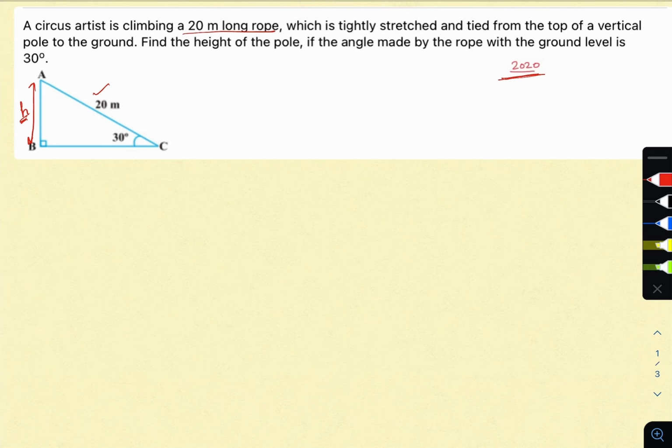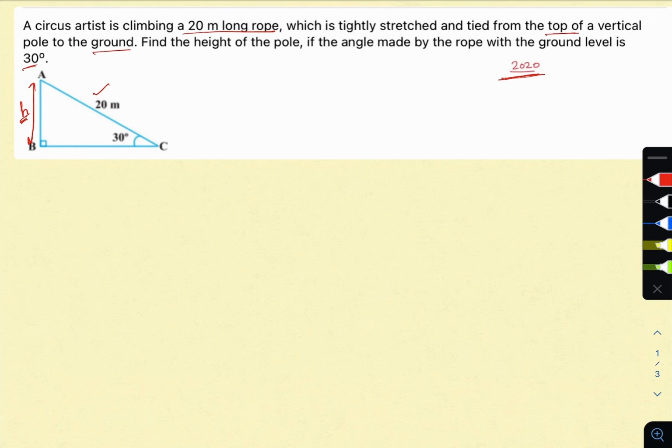Okay, so first of all you can underline the important key points in the question with the help of a pencil. So here the length of the rope that is given is 20 meter, which is tightly stretched and tied from the top of a vertical pole to the ground. So there is a vertical pole also, and the rope is tied from the top of the vertical pole to the ground. Find the height of the pole. Means what is the height of the pole here in the question? If the angle made by the rope with the ground level is 30 degree, and the angle is given as 30 degree that the rope is making with the ground level, and the figure is also given in the question.